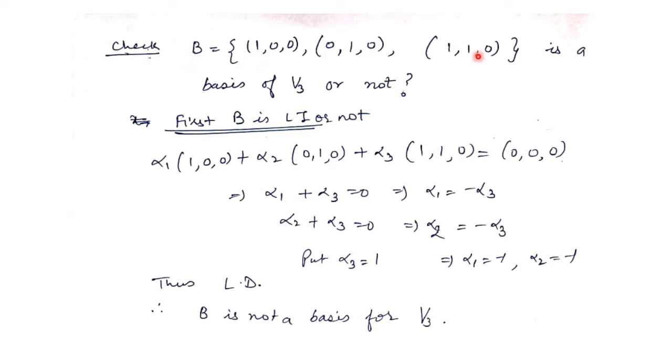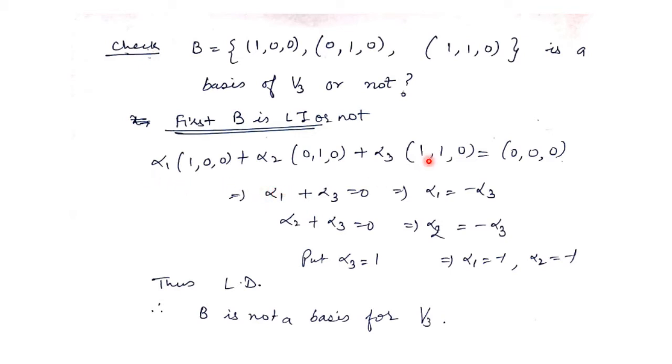So check that set B, which has 3 elements, that is (1,0,0), (0,1,0), (1,1,0), is the basis of V3 or not. First we need to check that B is LI or not. LI means we take the linear combination of the elements of B equated to 0. So alpha 1 times (1,0,0) plus alpha 2 times (0,1,0) plus alpha 3 times (1,1,0) is equal to (0,0,0).